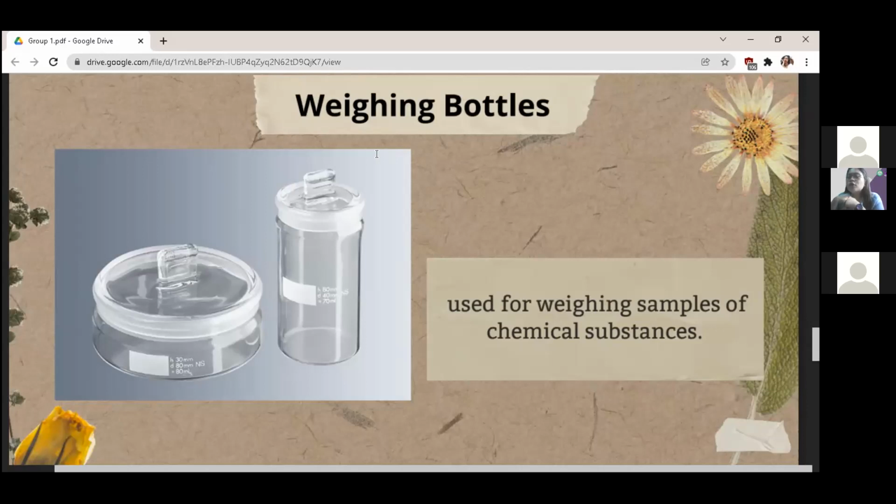If the weighing bottles are not available, we can actually use other laboratory apparatuses like the small beaker, or we can use the evaporating dish or even the watch glass in measuring. But do not ever place the sample directly to the pan of the analytical balance. Next.